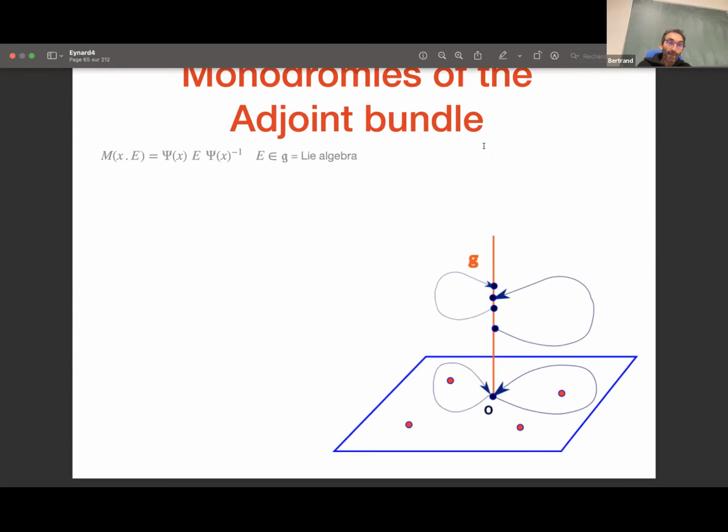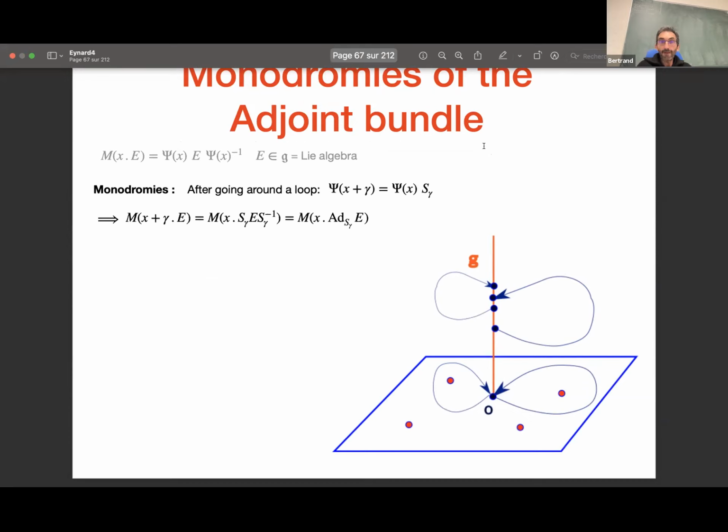Let's talk about the monodromies. We know the monodromies of psi, and M is defined in terms of psi, so it's very easy to find the monodromies of M in the adjoint bundle. When you go around the loop, psi gets multiplied by S, and for M, it means that the E gets conjugated by the monodromy matrix. So it's the adjoint action of the monodromy on E.